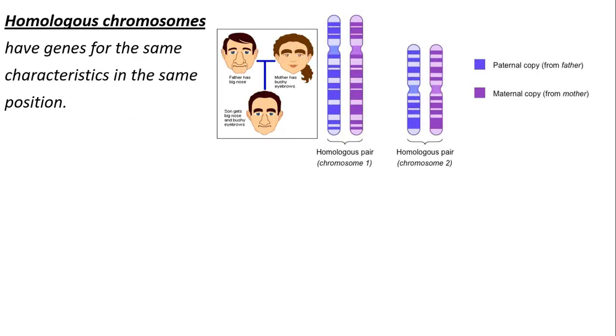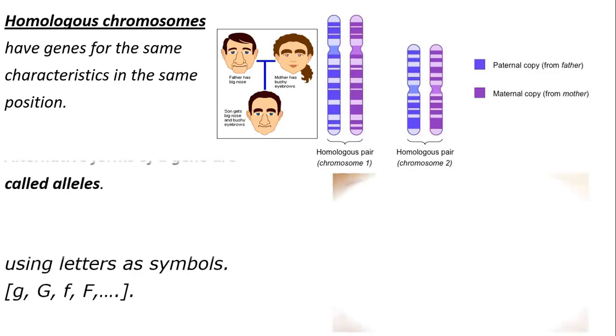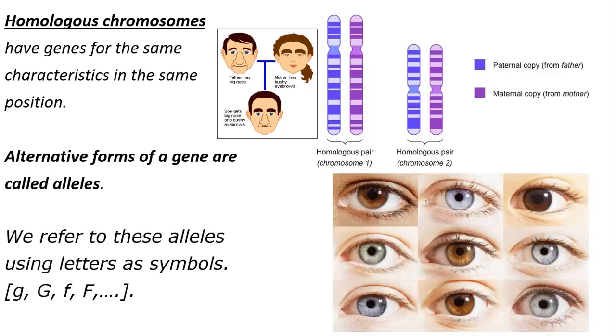What are homologous chromosomes again? These are the pair of chromosomes carrying the same genes at the same positions. So why do we have two? Because we have one from the father and one from the mother, a paternal copy and a maternal copy. So we have two copies or two forms of the same gene carried in the same position on the chromosome. And we learned before that different forms of the same gene are called alleles.